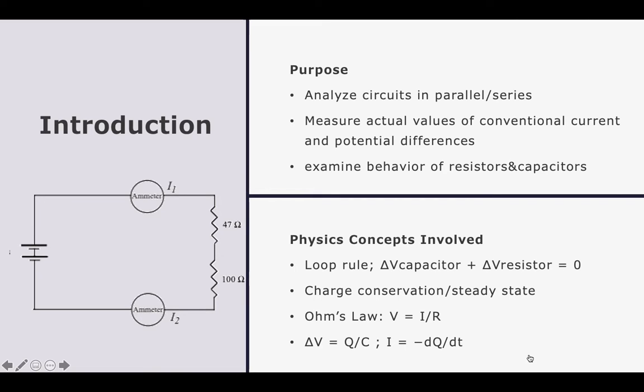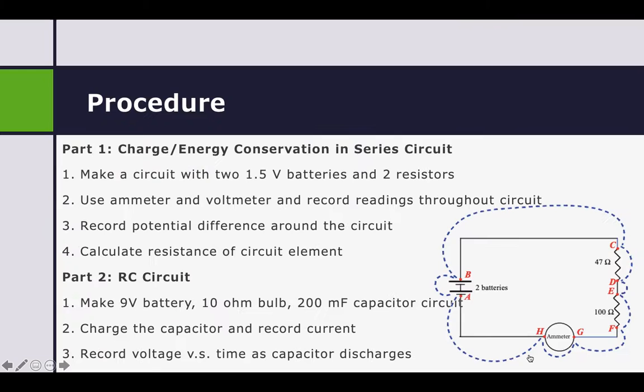To do this, the physics concepts involved are the loop rule, the charge conservation and steady state of a circuit, Ohm's law, and delta V equals Q over C, as well as the fact that the current equals negative dQ over dt. Ohm's law is that V equals I times R, and the loop rule where the delta V of the capacitor plus the delta V of the resistor equals 0.